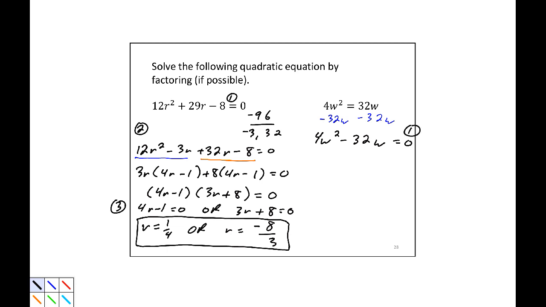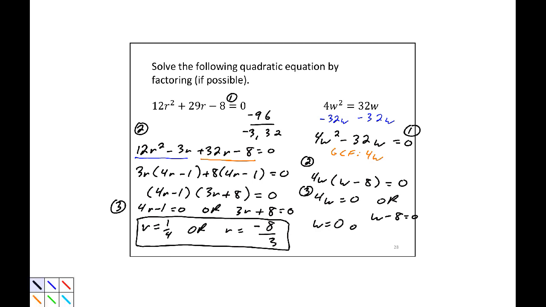Now this one does not factor as the others do. It's not a trinomial, but there is a greatest common factor. Greatest common factor is 4w, so that this factors as 4w, and that would be w minus 8 equals 0. So we'll set each of these terms equal to 0. Now the expression on the left, dividing by 4, we see that w equals 0. In the expression on the right, we see that w equals positive 8.